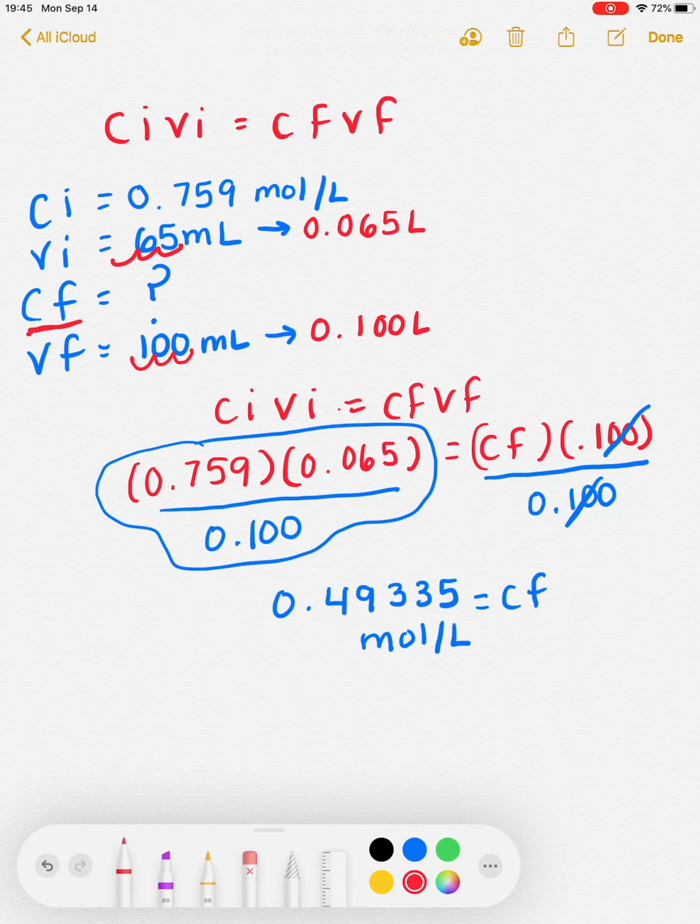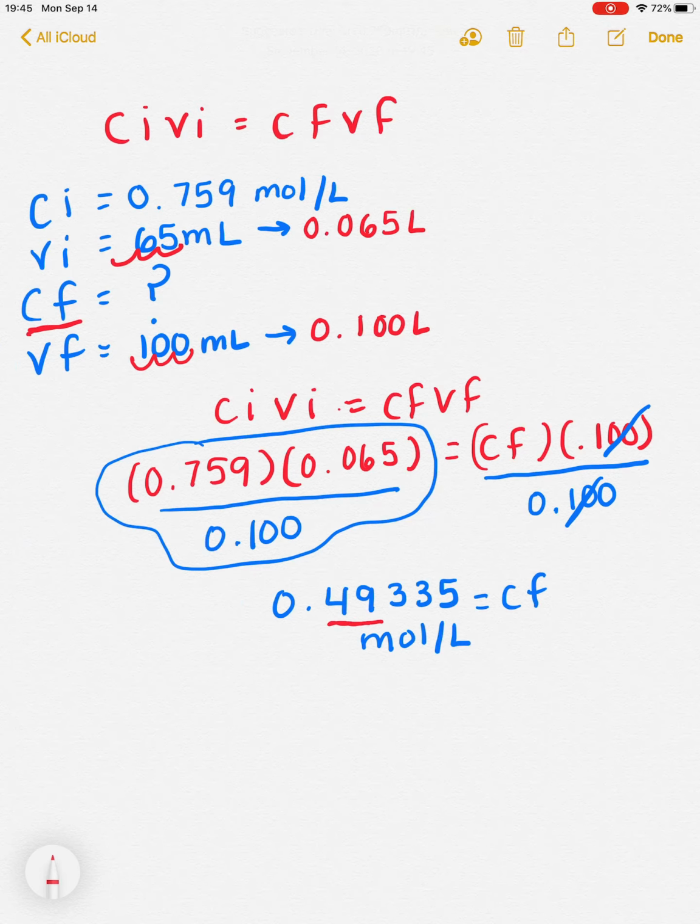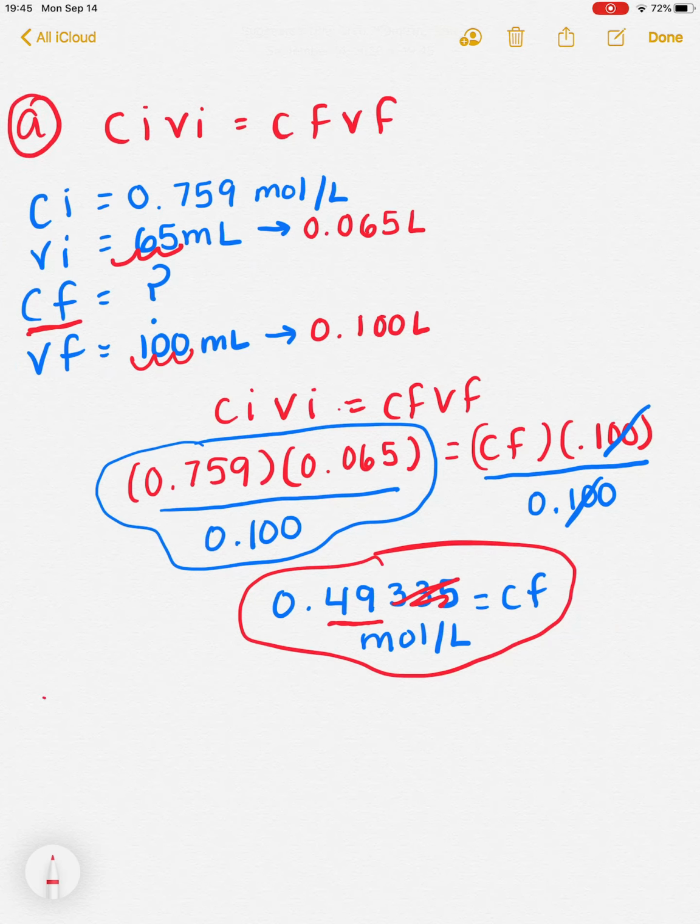I would recommend that you write your answer to 2 decimal places, so we would just drop this. So the answer should be 0.49. Okay. So that is A. Let's do B.